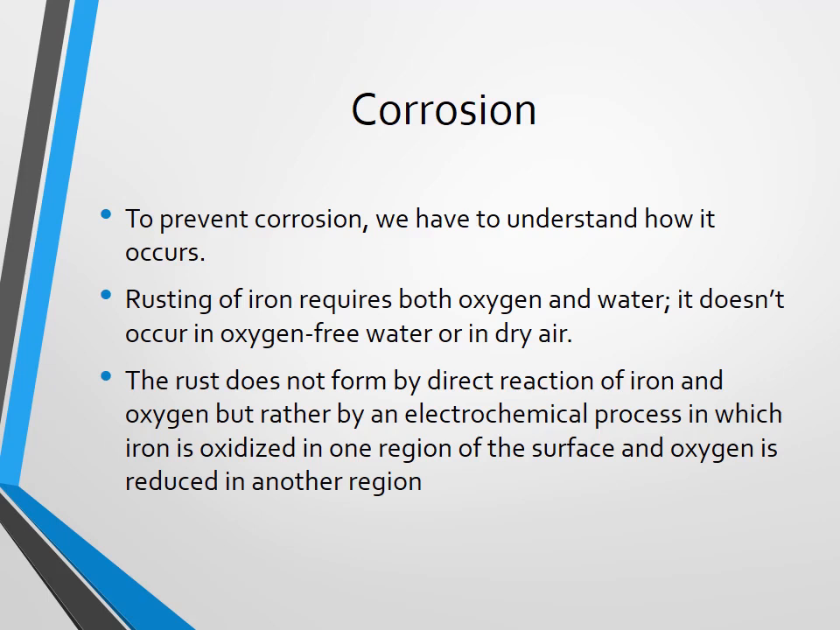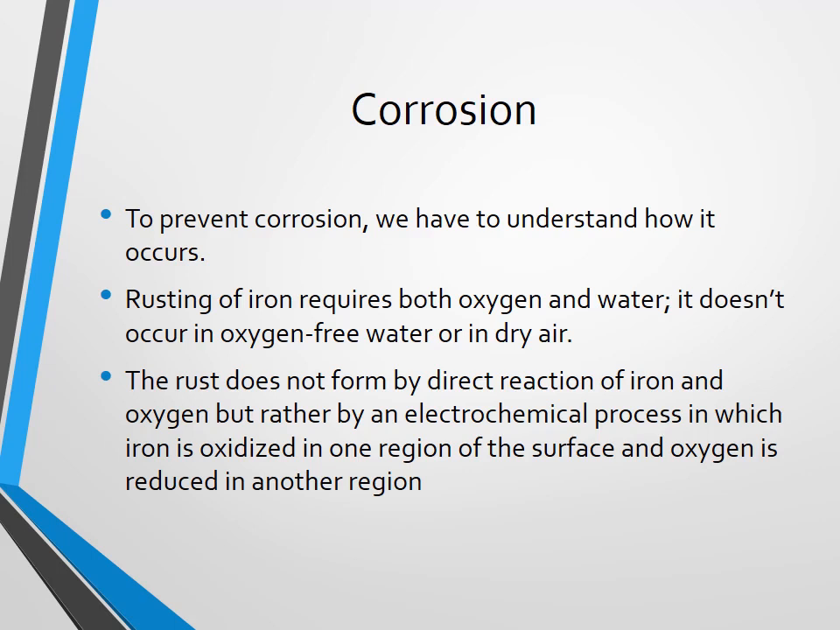So what is it? Rusting of iron requires both oxygen and water. In the absence of any of these things, we can avoid the rusting process. The rust is not formed by direct reaction of iron and oxygen, but rather by an electrochemical process in which iron is oxidized in one region of the surface and oxygen is reduced in another region. So corrosion or rusting occurs in the presence of both oxygen and water. In the absence of either of these, corrosion does not occur.